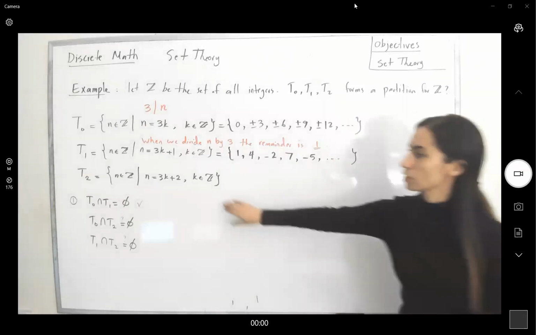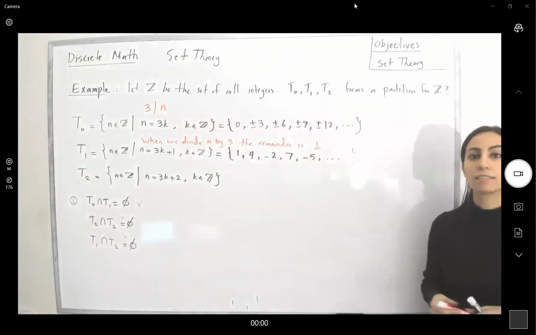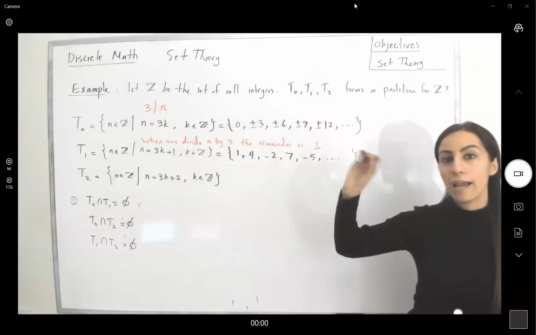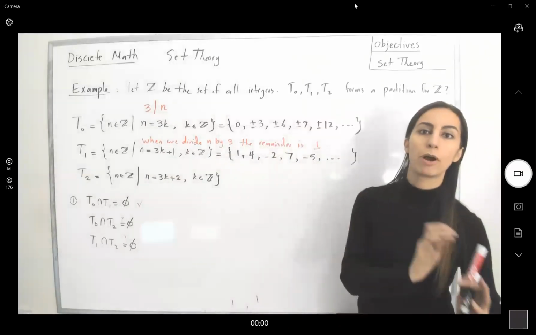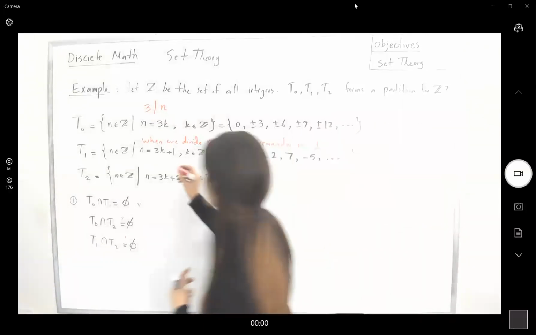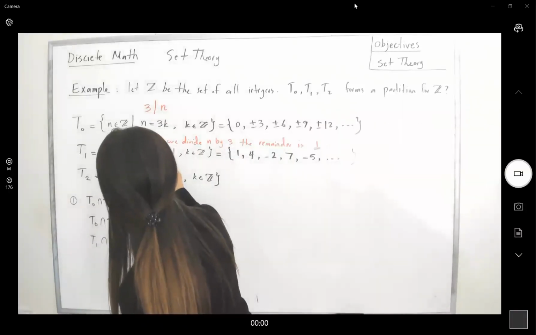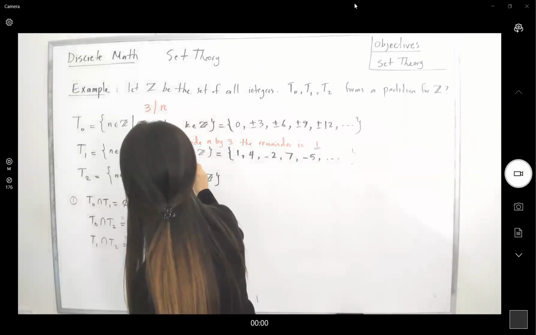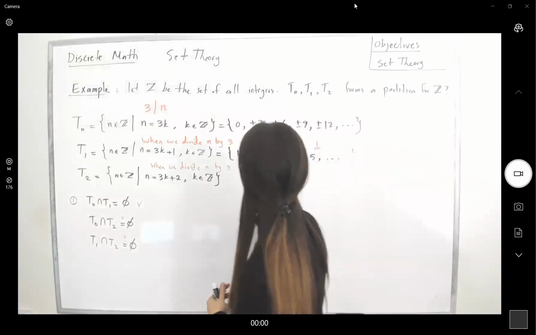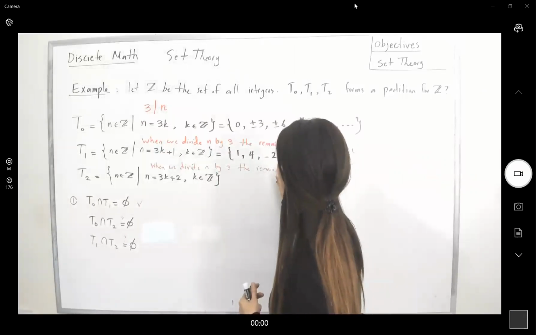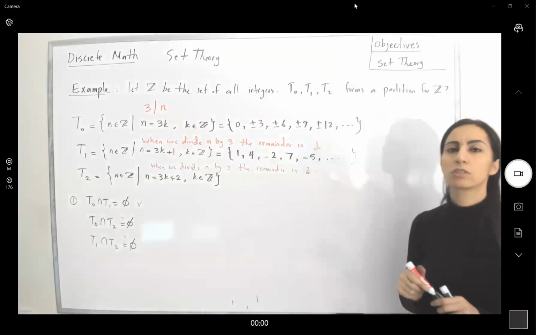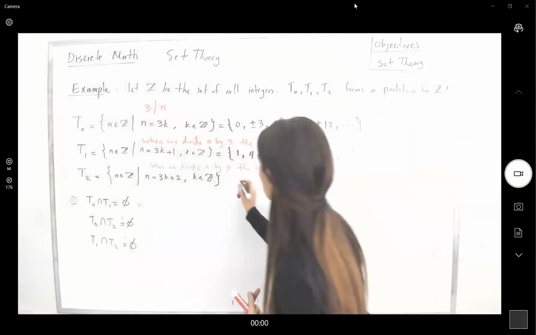Okay, what about T sub 2? What is T sub 2? T sub 2 is the collection of all integers. When you divide them by 3, the remainder is equal to 2. So when we divide n by 3, the remainder is 2. What are those numbers? Okay, let's find some of them.